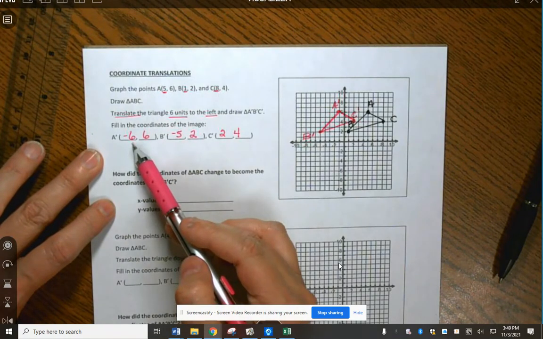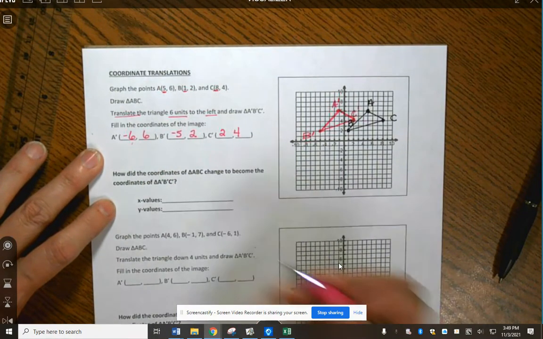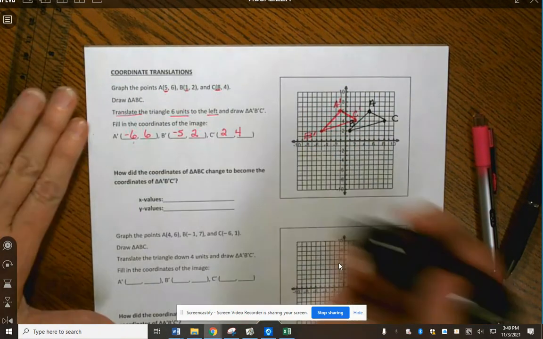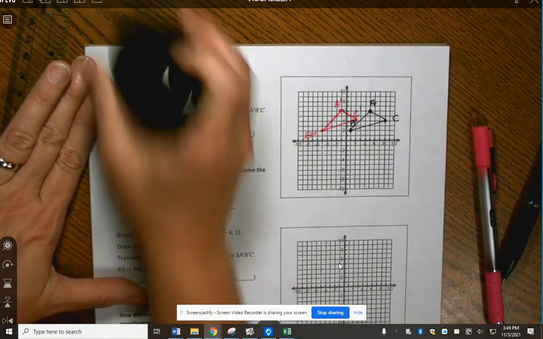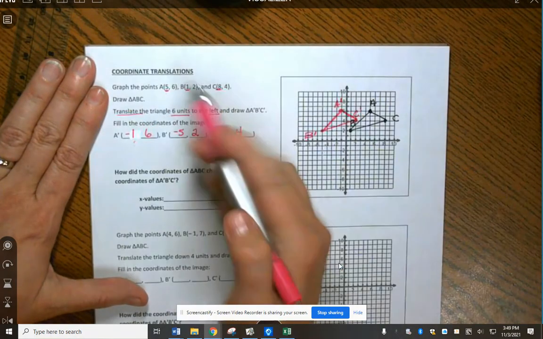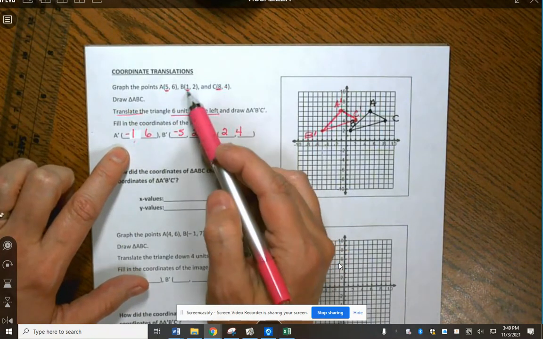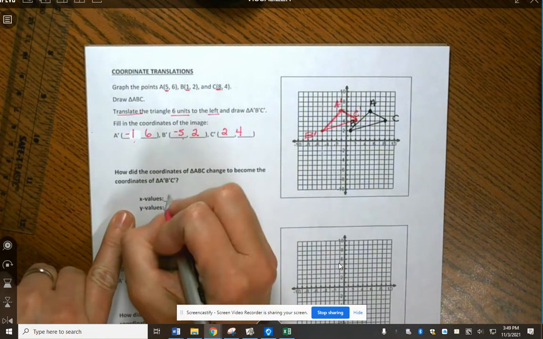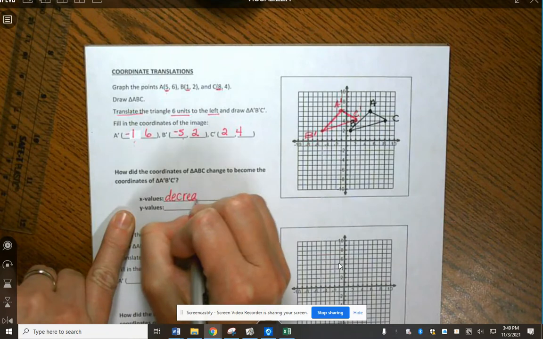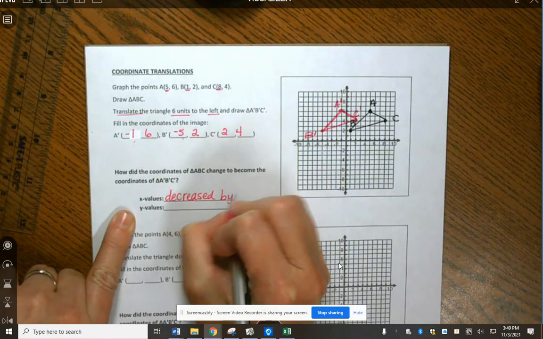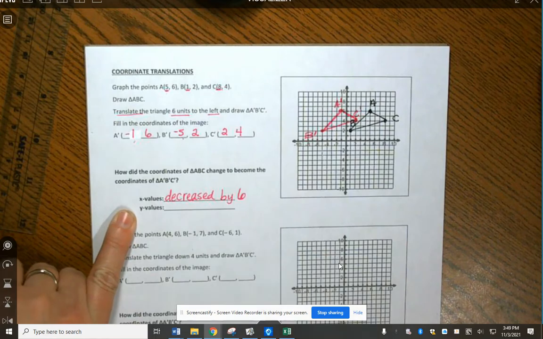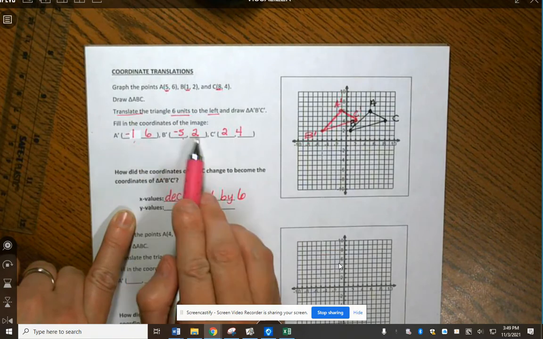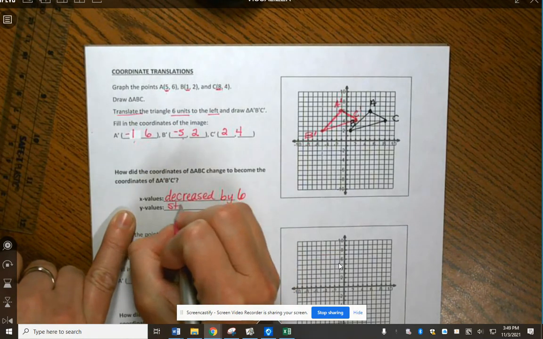so 5 becomes -6. Oops, sorry, I got those mixed up. That should have been -1. So 5 becomes -1. 1 becomes -5. 8 becomes 2. So all the x values decreased by 6. But the y values, 6, 2, and 4, stayed 6, 2, and 4. So the y values stayed the same.